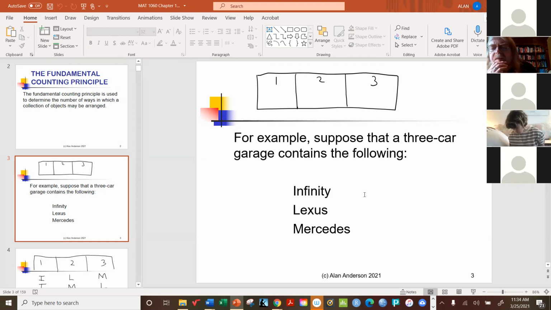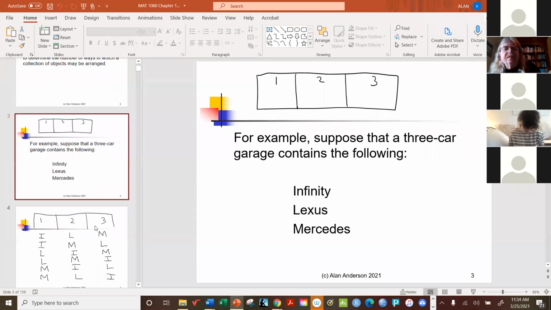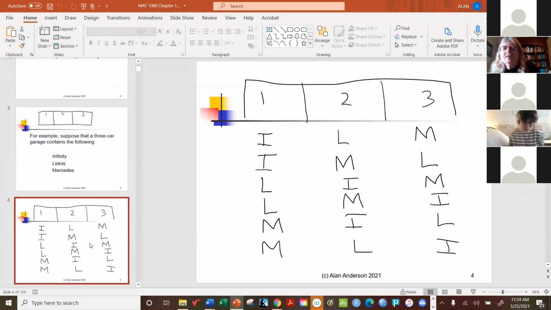And so that comes up in the next slide, where I've replaced the word Infiniti with an I, the word Lexus with an L, and the Mercedes with an M. All right, so let's take a look and see how many different ways this can happen. You notice what I've done. I've written them out from left to right, and in each case, I'm basically changing the order of the letters. Each time I have a new arrangement of the letters that we have not seen before.